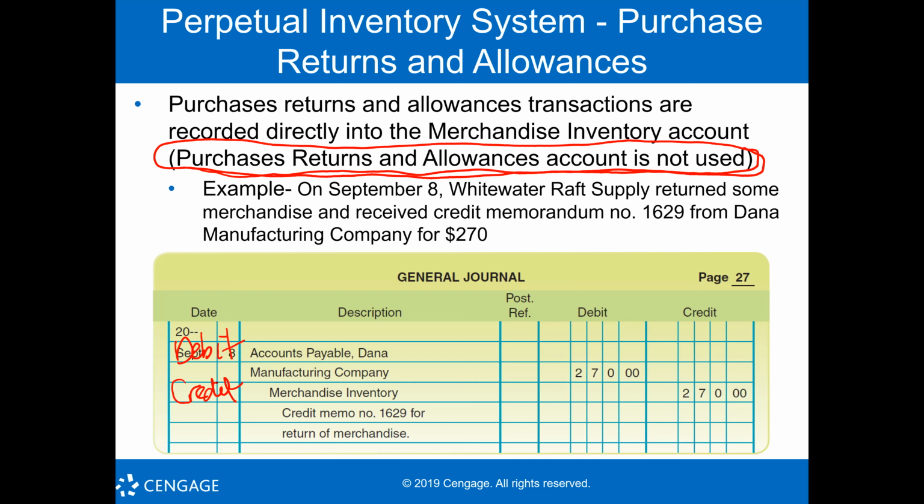So we're returning 270 worth of inventory to Dana Manufacturing. And so Dana Manufacturing is reducing our bill by that amount, and we have to reduce inventory by that amount, right? So that's a debit to accounts payable, which reduces what we owe Dana Manufacturing, and a credit to inventory, which reduces that inventory account.